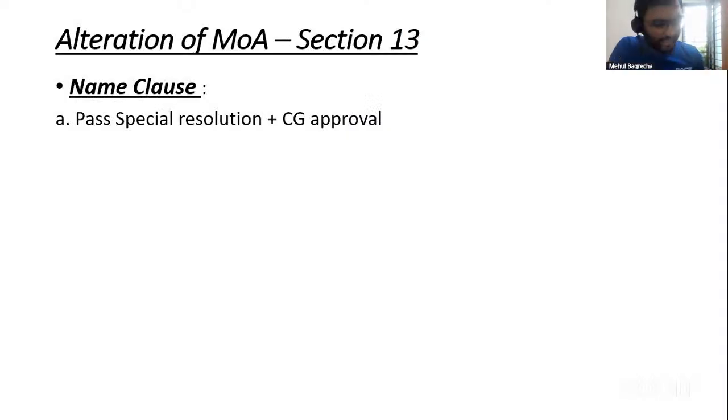Name clause. If you want to alter your name, then you have to go ahead and pass a resolution which is going to be special resolution, and you will have to take central government approval when you want to change the name of your company. Everyone there? All right. So company, why?